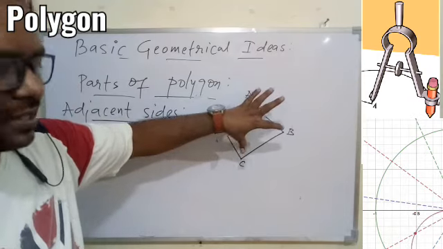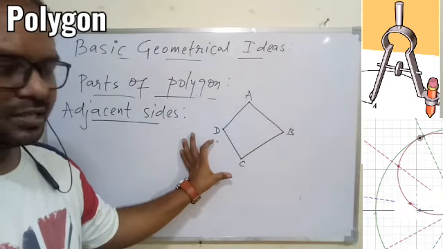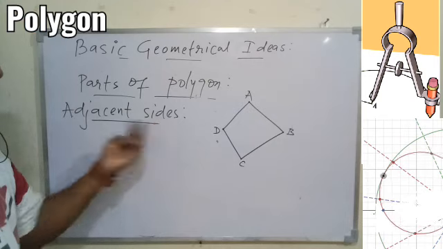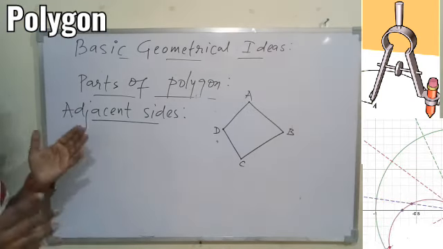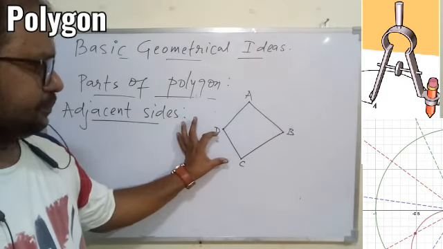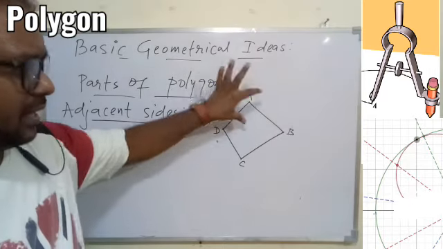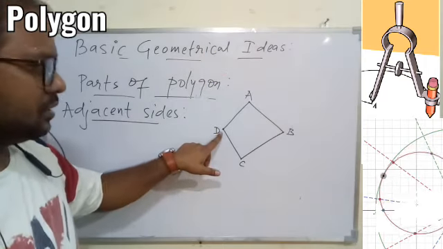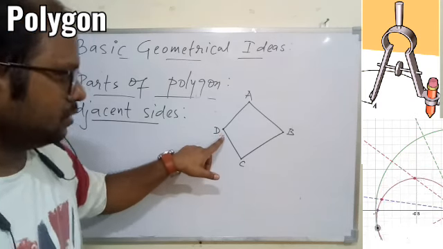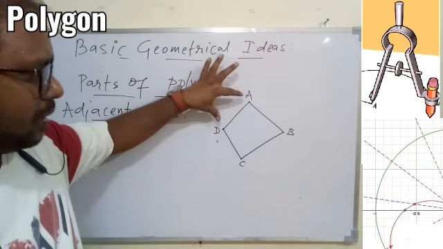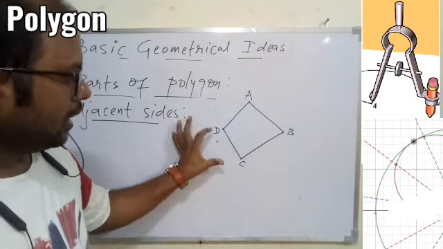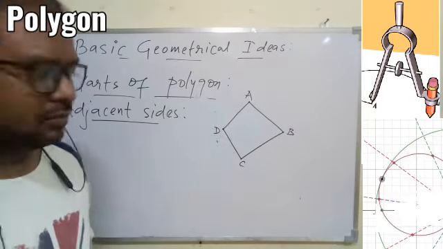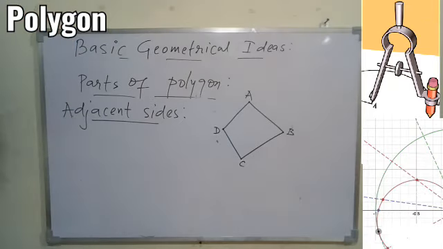AB and BC are also adjacent sides. BC and CD are also adjacent sides. So any two sides which are next to each other are basically called adjacent sides. Or we can say two different sides which are connected with a common vertex. So you can see D is the common vertex of AD and DC, and C is the common vertex for CD and CB. So based on this we can define it.